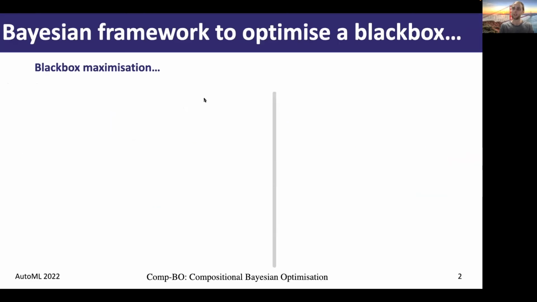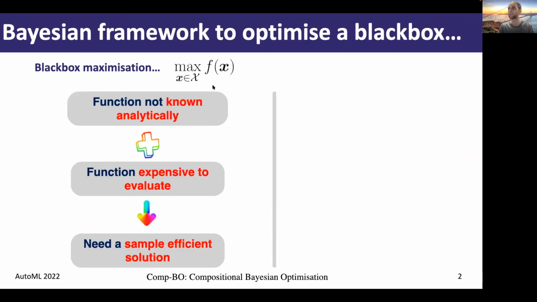Optimization. Let me first introduce the black box maximization problem. In this problem, f is a black box function. So it is a function that is not known analytically and that is expensive to evaluate. Therefore, we need a sample efficient solution to find its maximum. And that's what the Bayesian optimization framework provides.